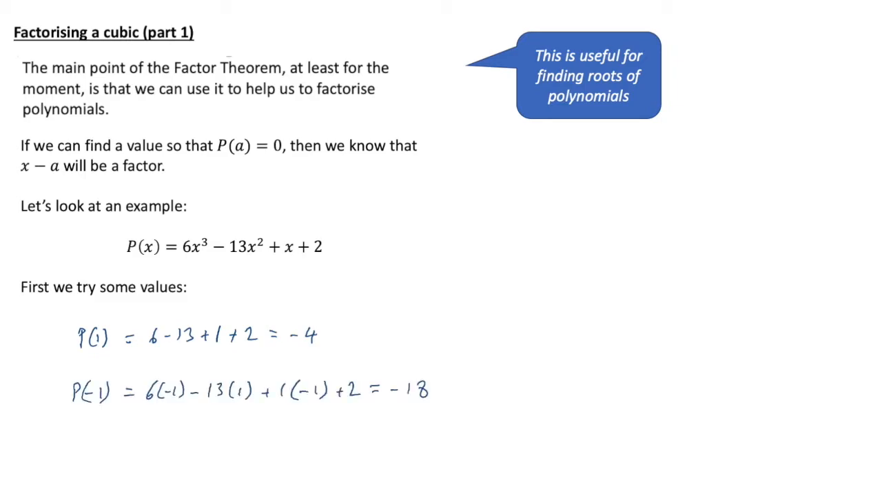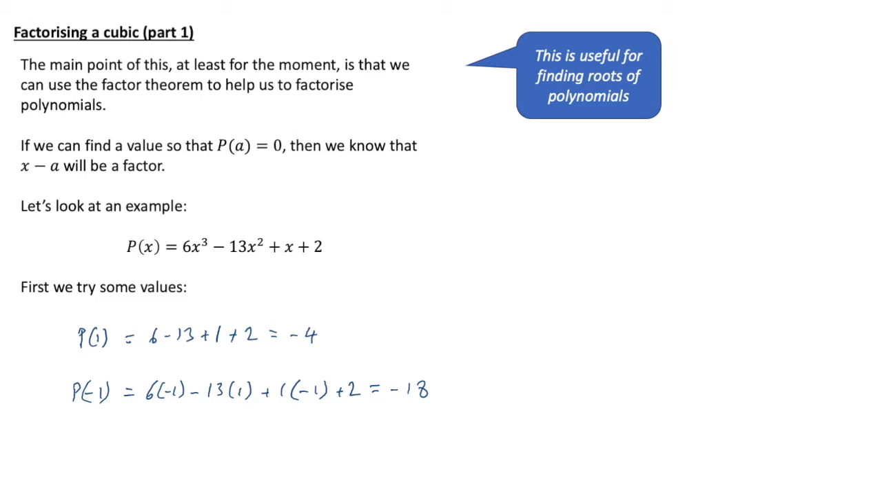Okay, we'll try minus 1. Pop that in, we get 6 times minus 1 cubed, and of course minus 1 cubed is minus 1 itself. We get minus 13 times minus 1 squared, and minus 1 squared is plus 1. Then we get one lot of x, which is minus 1, and then we get plus 2. And when we work that out, we end up with minus 18. So again, that's no good to us.